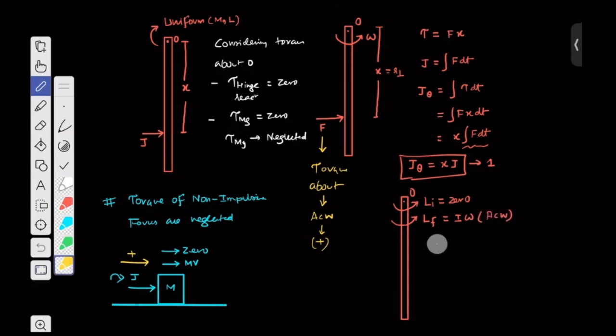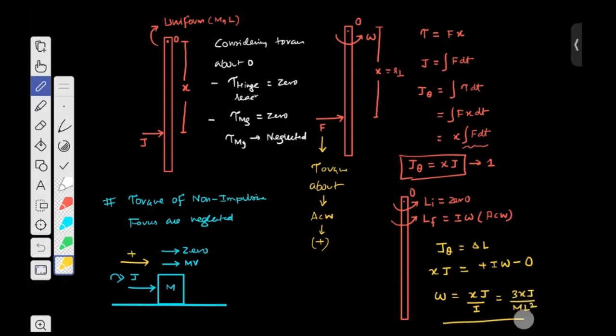So we write down that the angular impulse is equal to the change in angular momentum, and we have taken anti-clockwise as positive. So the final angular momentum is plus I omega, since anti-clockwise is taken as positive, the initial angular momentum is 0, and the angular impulse is x times J. So we get omega equals x times J by I. And you can plug in the value of I, which is ml square by 3, so it's going to be 3xJ by ml square.